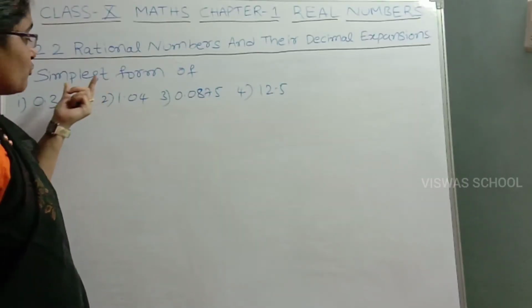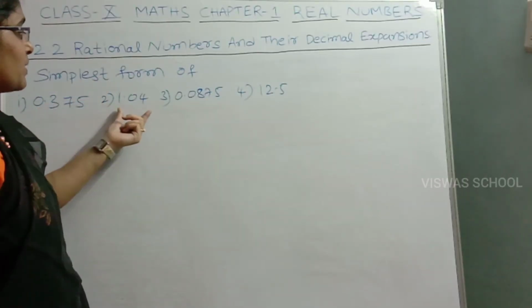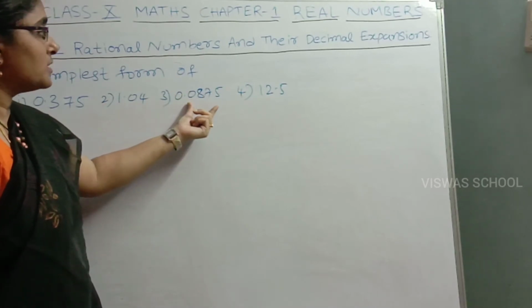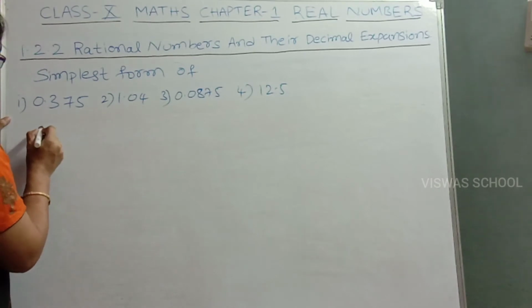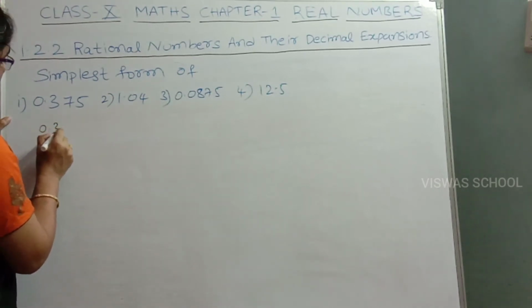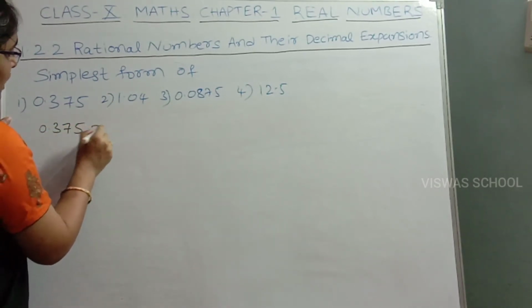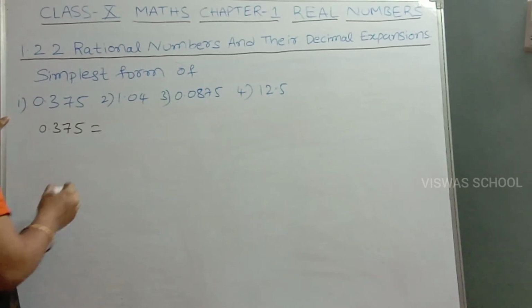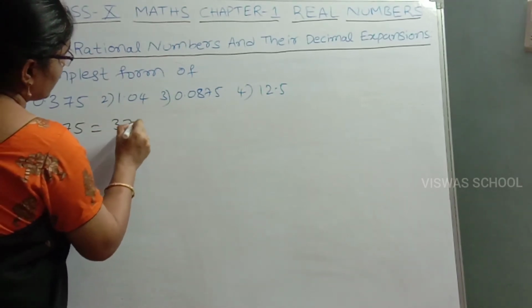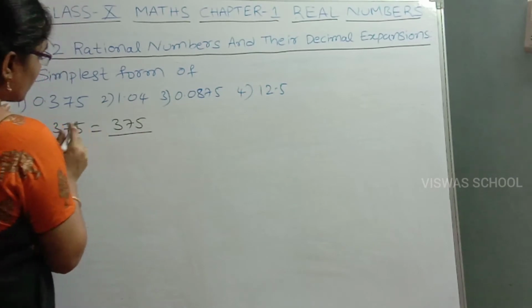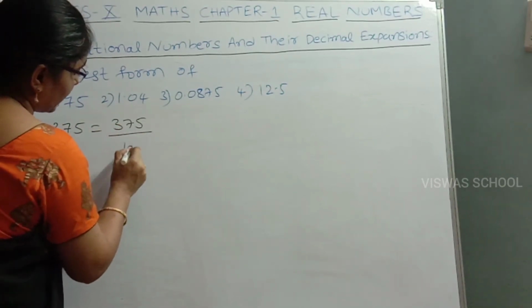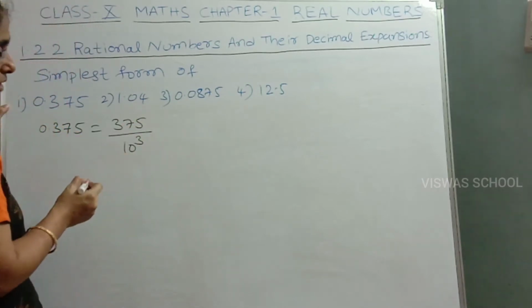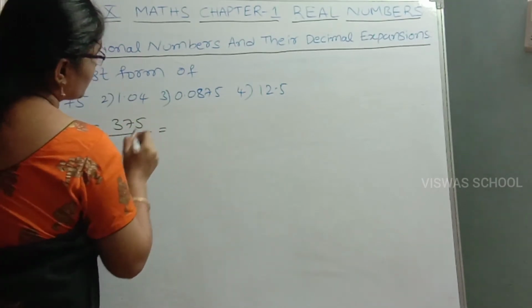Now the simplest form of 0.375, 1.04, 0.0875 and 12.5. Here we have 0.375. How do you write this into P by Q form first? That is 375 by, after the decimal we have 3 digits, that's why we have to write 10 to the power of 3 here.